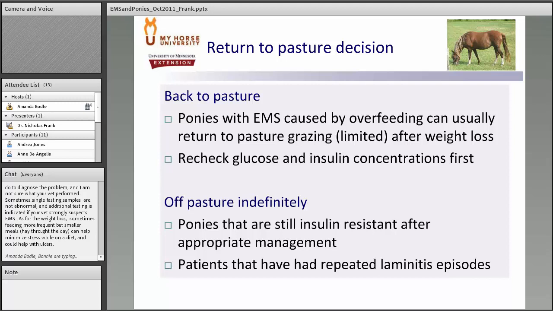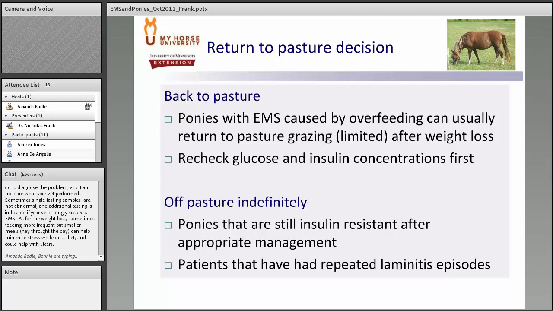So if we look at most of our cases, if we get them to a leaner body condition, we can put them back out on pasture in some way, but again, limiting the total number of calories the horse is eating. There are some, though, perhaps again, less than 10% of cases, where these animals really are insulin resistant, and even after we change their diet, change their exercise, they're still insulin resistant. These animals really then, I think, have to be placed in that grass paddock and left there, because really we can't risk sending them out on pasture.